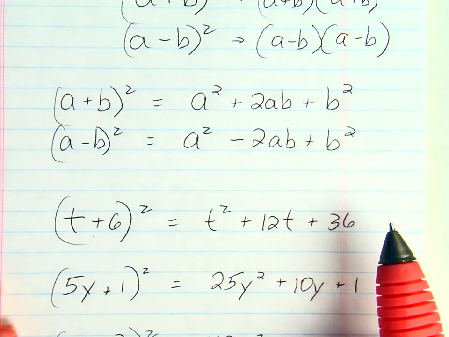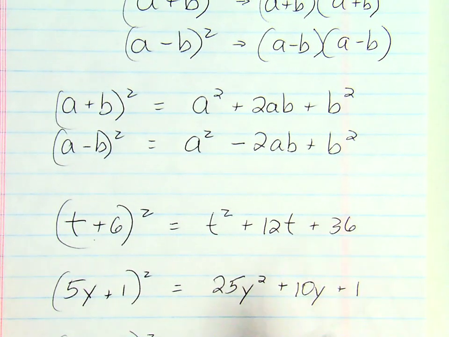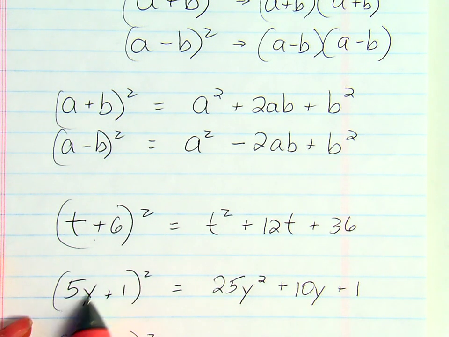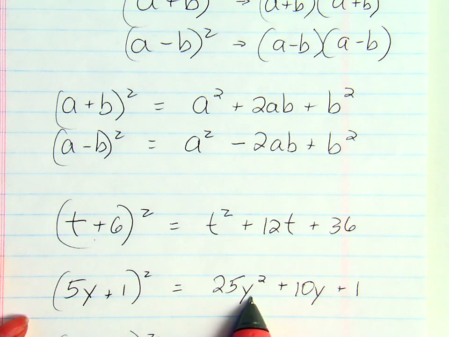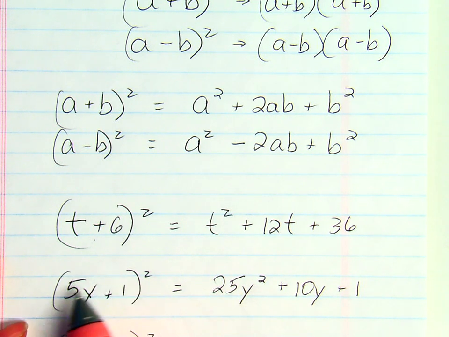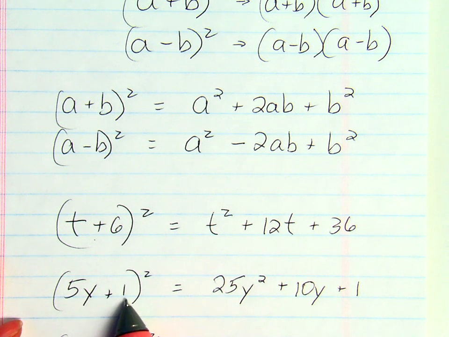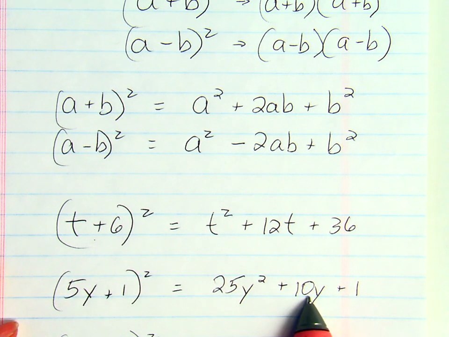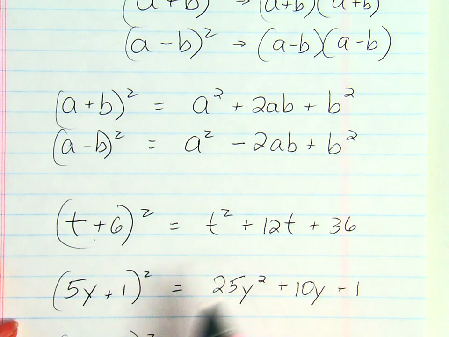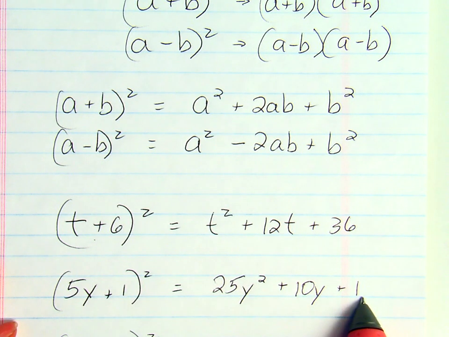Okay, let's look at our second problem. Here we've got 5y plus 1 squared. So 5y squared is 25y squared, plus 2 times 5y, which is 10y, times 1, it's still 10y. Positive, positive. And 1 squared is 1.